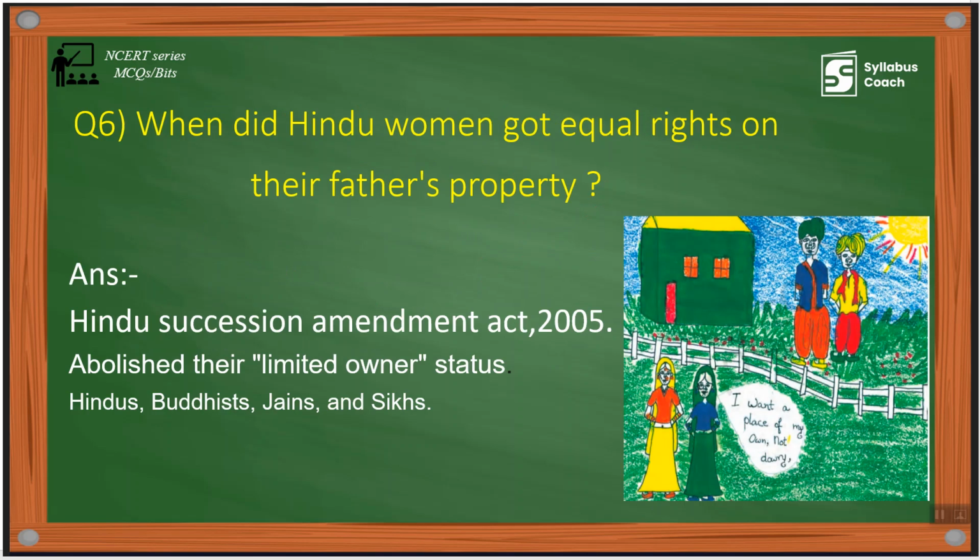There is an important objective question, friends. When did Hindu women get equal rights to the father's property? That is only in 2005. Earlier, they did not have equal rights, friends. They only had limited ownership status. This 2005 Act abolished the limited owner status and gave equal opportunity to women. This Hindu Succession Amendment Act applies not just to Hindus but also to Buddhists, Jains and Sikhs.